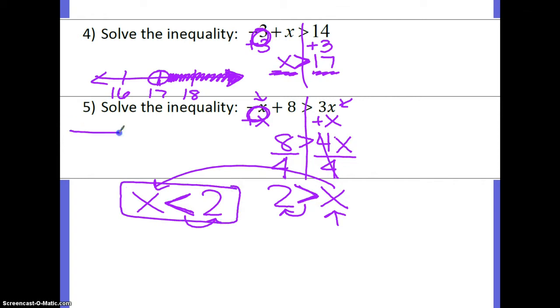So then if I wanted to graph that, I'd have 2. One bigger is 3. One smaller is 1. And this is the symbol for less than, right? So it doesn't have an equal to. I don't fill in my circle, and less than goes this way.